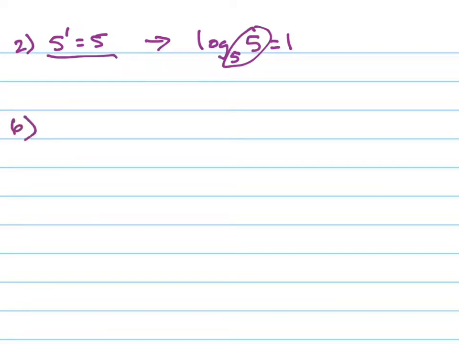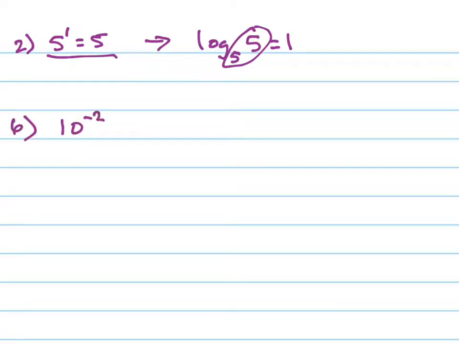5 to the first equals 5. We're going to write that in logarithmic form. Okay, so it's log base 5. Oops, sorry. Log base 5 of 5 equals 1. And again, we knew it was going to equal 1 because those two things are the same. But again, all we're doing here is converting these, not solving them. Right? Look at number 6.